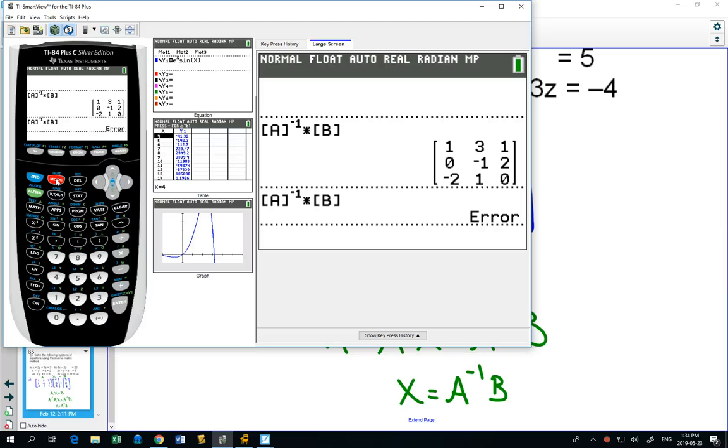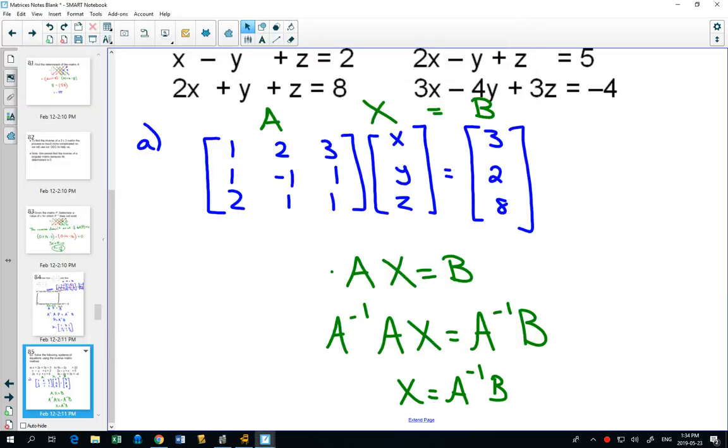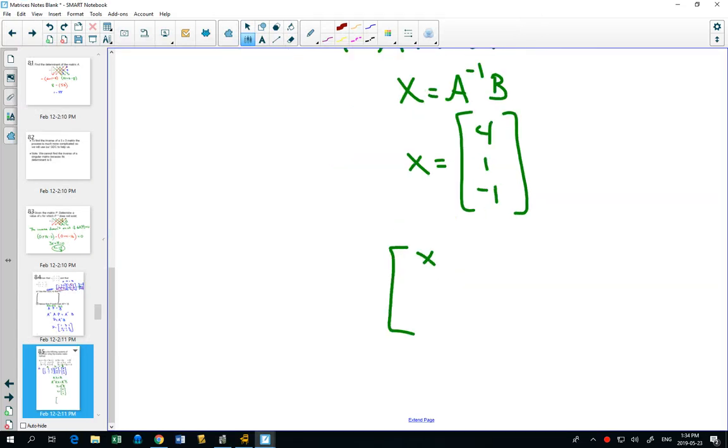Another way to get what you typed before, because some of your calculators might not allow you to go up and highlight what you had before, is you can go second enter, and it will just retype your last entry. If you keep doing that, it will go back as far as you want, or as far as it has memory for. No error this time, and we get X equals 4, 1, negative 1. Which means X was x, y, z. We know that x is 4, y is 1, and z is negative 1. Yes?